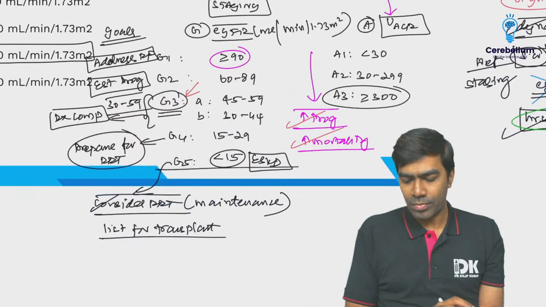NSAIDs can cause glomerular injury in the form of minimal change disease and so on. Bisphosphonates can cause it, D-penicillamine can cause it. There are plenty of drugs that can cause glomerular injury, but definitely not gentamicin. Like I told you, among antibiotics, penicillin, beta-lactams and sulfa drugs can cause acute interstitial nephritis, but not aminoglycosides. They generally tend to cause injury by acute tubular necrosis.